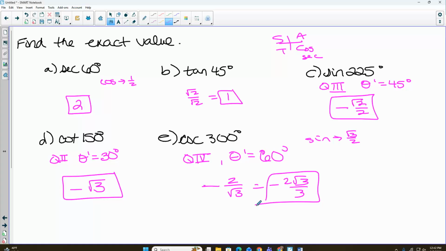So those questions are just hand trick. Make sure you do quadrant and reference angle. Are those okay?